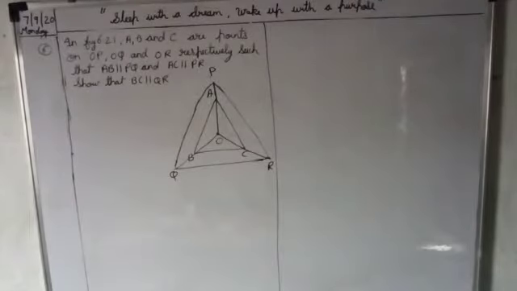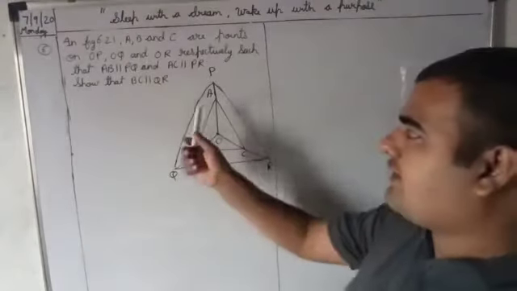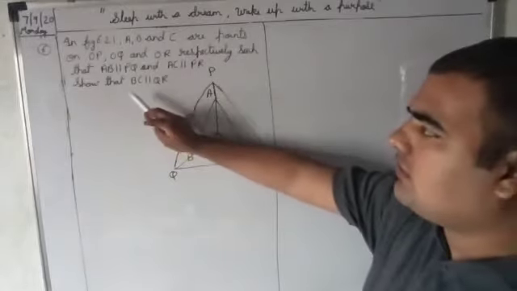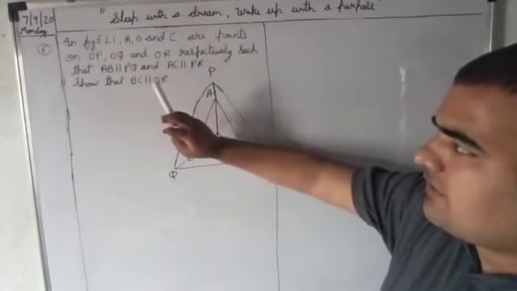See students, in question number 6 of exercise 6.2, what we need to prove? BC is parallel to QR. First see the given data.